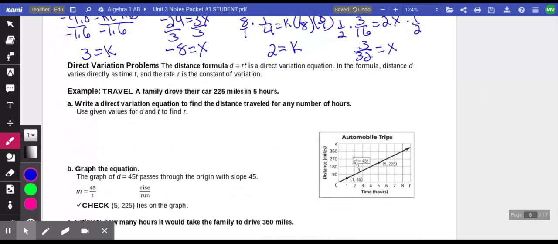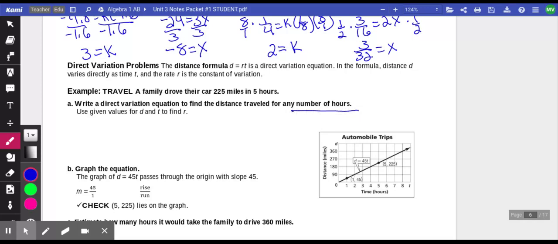So, direct variation problems. The distance formula, d equals rt, is a direct variation equation. In the formula, d varies directly as time, and the rate is the constant of variation. Example: a family drove their car 225 miles in 5 hours. Write a direct variation equation to find the distance traveled for any number of hours.